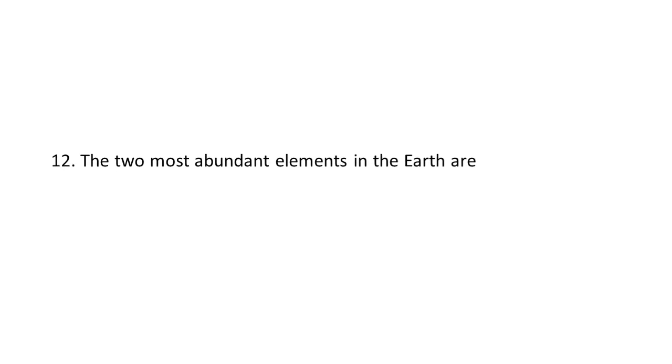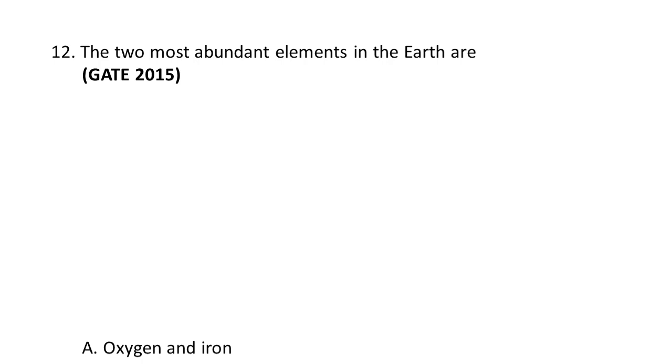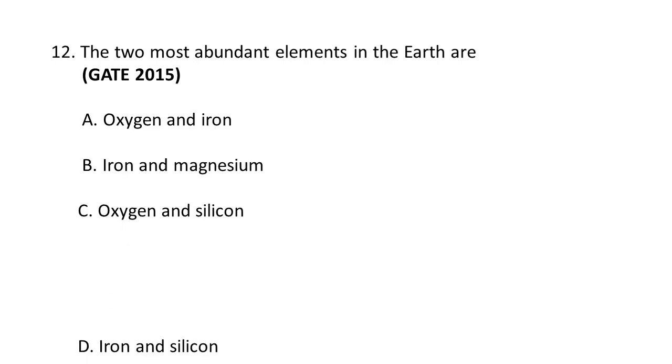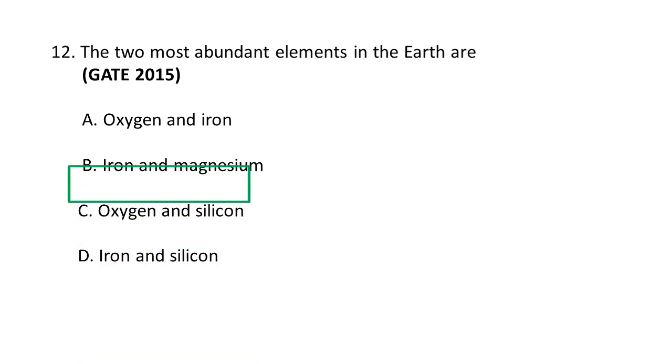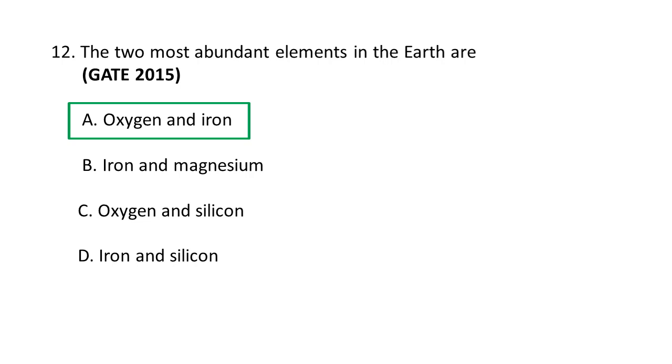Next question. The two most dominant elements in the earth are A. Oxygen and iron, B. Iron and magnesium, C. Oxygen and silicon, D. Iron and silicon. The two most dominant elements in the earth as a whole are oxygen and iron. A is the correct option.